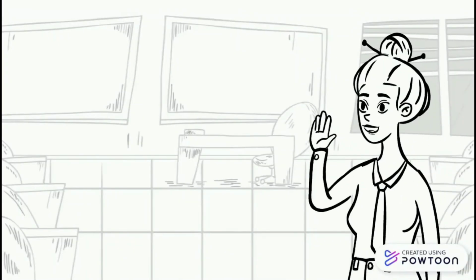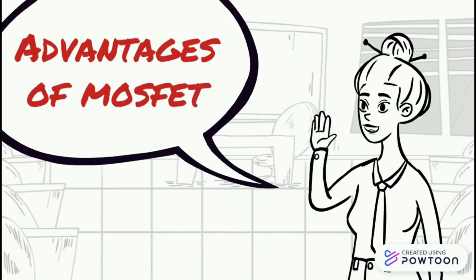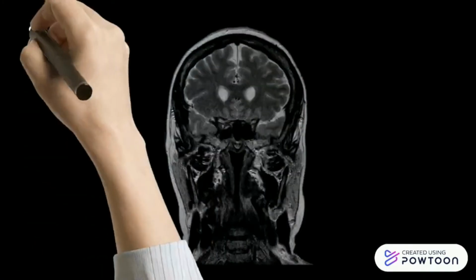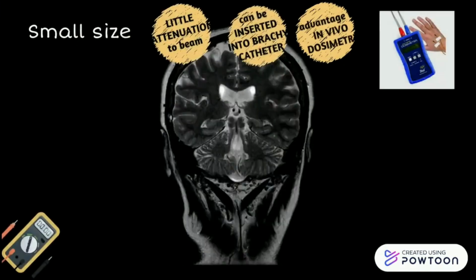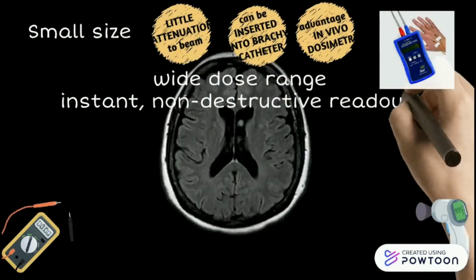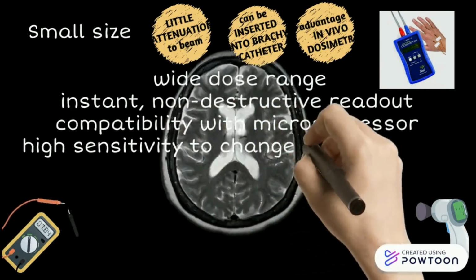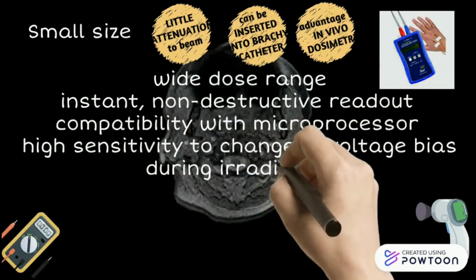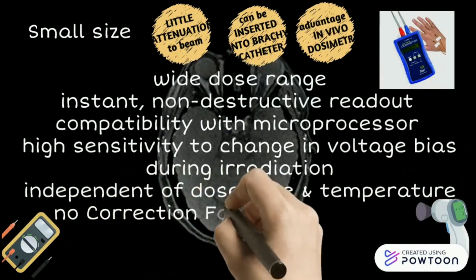Now, let's learn about the advantages of MOSFET semiconductor dosimeter. The small size of MOSFET produces little attenuation to the beam. It also has wide dose range, instant, non-destructive readout, compatibility with the microprocessor, high sensitivity to change in voltage bias during irradiation, independence of dose rate and temperature, and also no correction factor for megavoltage beams.